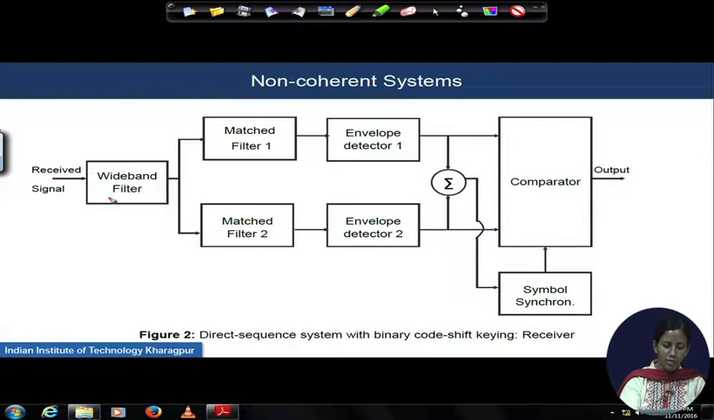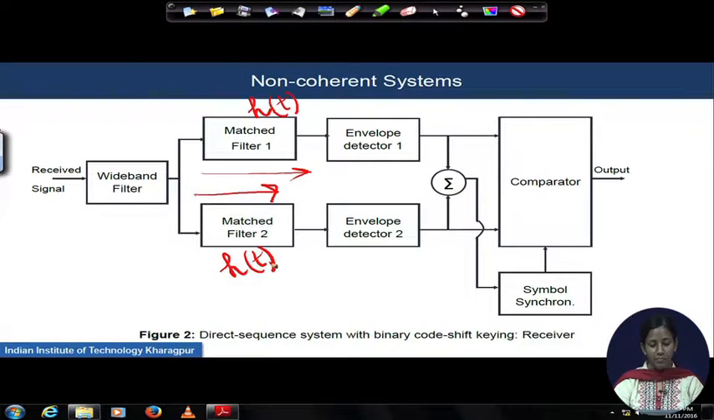The received signal is received by the wideband filter, and that wideband filter output is now fed to two different paths in the receiver. The matched filter impulse response of the upper one and the matched filter response of the second one are not the same. Actually, they are matched to two different kinds of signals.